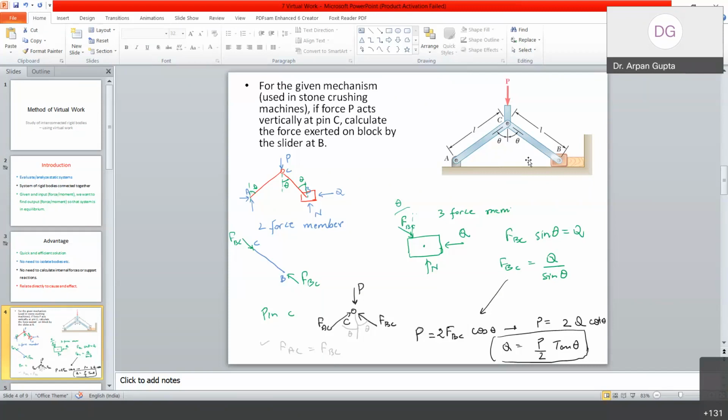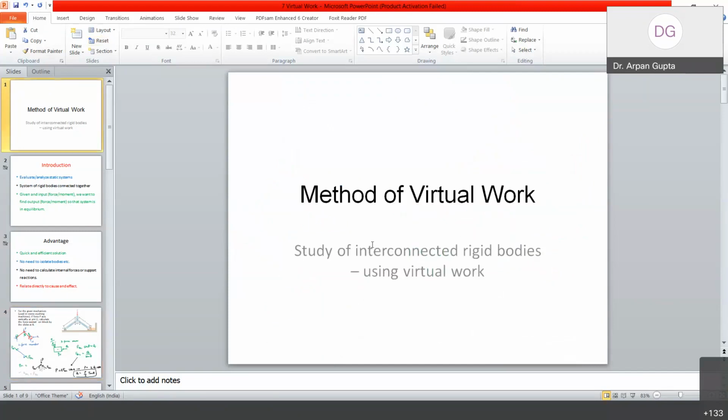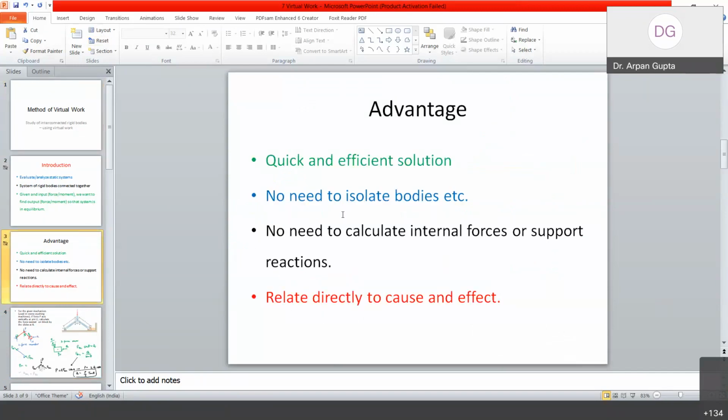And when we write such an equation, that imaginary displacement that we have assumed cancels out, and what we are left with is a relationship between force or forces and moments and so on. So that is the idea of this method of virtual work in a nutshell. And as we saw in the last class, it's a quick way to get relationship between the cause and the effect.